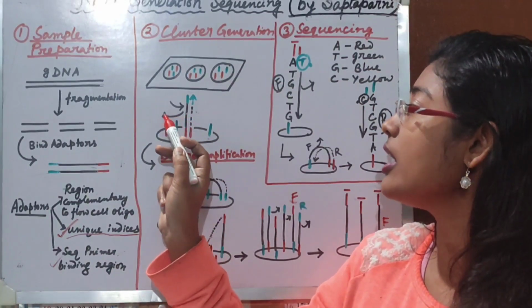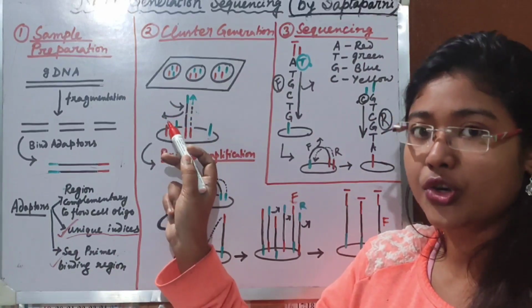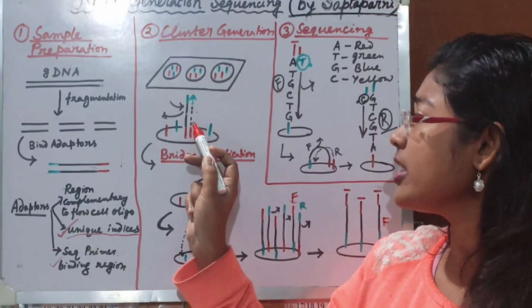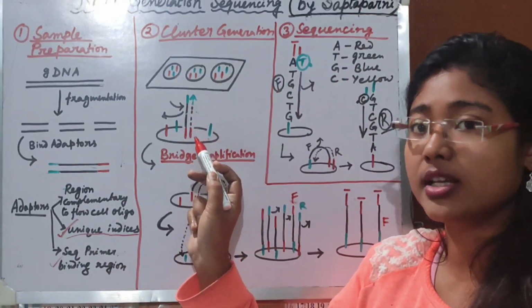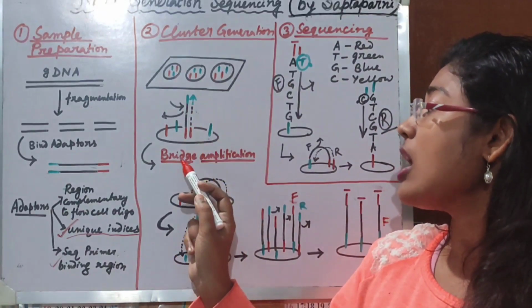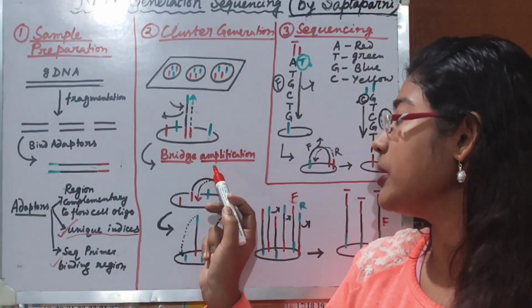I have drawn the arrow here to show that the original strand is being washed off. Okay, so now there is only the complementary strand, one complementary strand in your flow cell. So now comes the main part of next generation sequencing, known as bridge amplification.